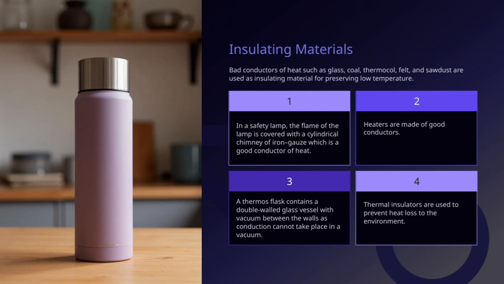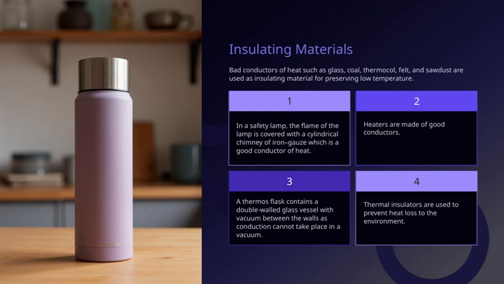Now let's look at the thermos flask. It contains a double-walled glass vessel with a vacuum between the walls. The vacuum plays a crucial role because it prevents heat transfer through conduction or convection, keeping your drink hot or cold for longer. In safety lamps, we see a different application. The flame is covered with a cylindrical chimney made of iron gauze, which is a good conductor of heat. This design helps dissipate heat and prevent the flame from igniting flammable gases in the surrounding environment, enhancing safety.